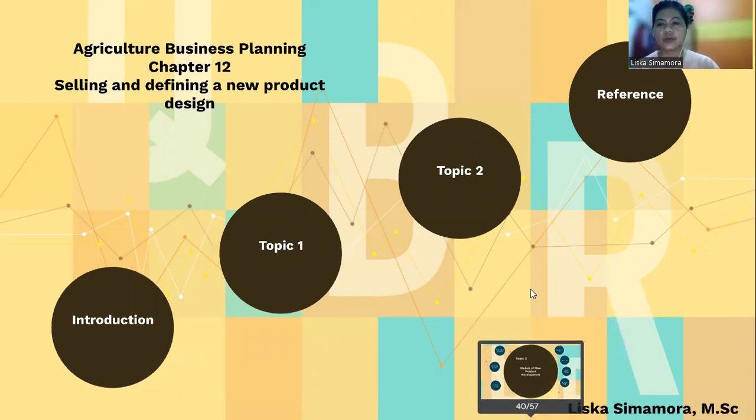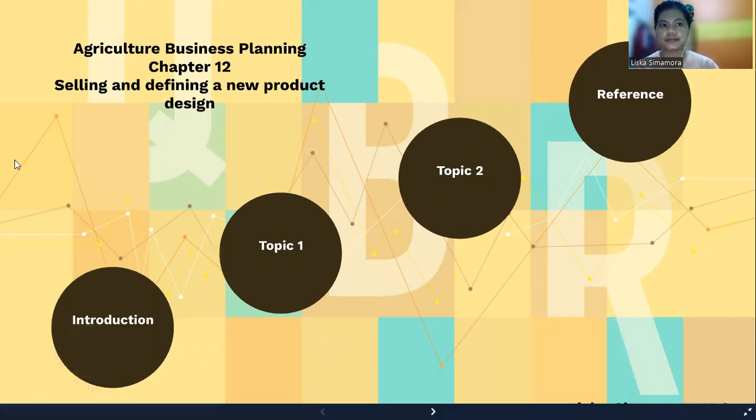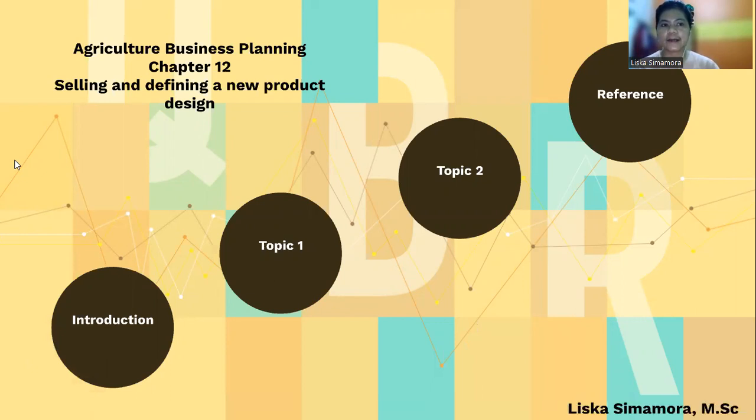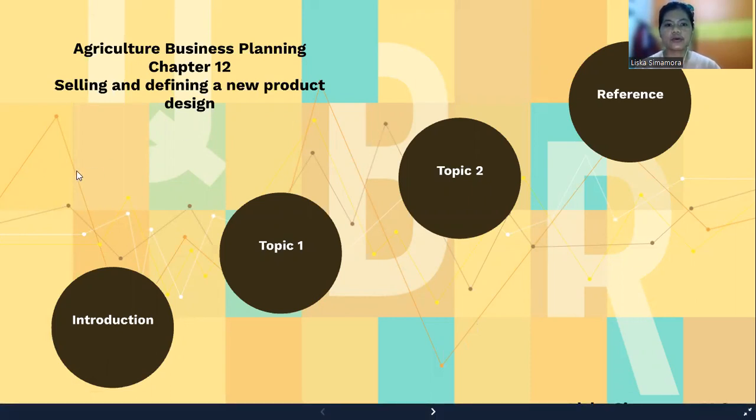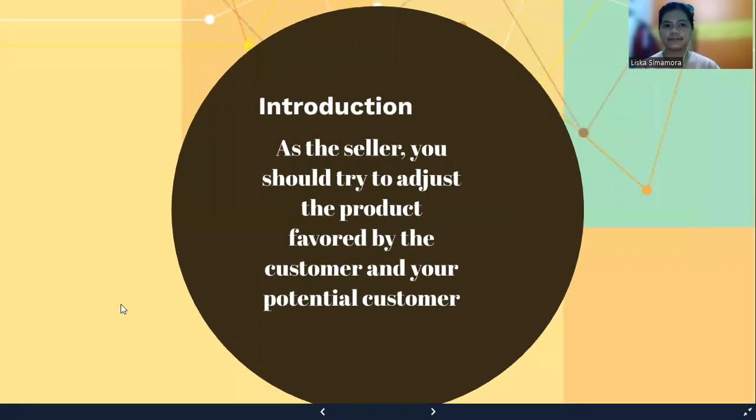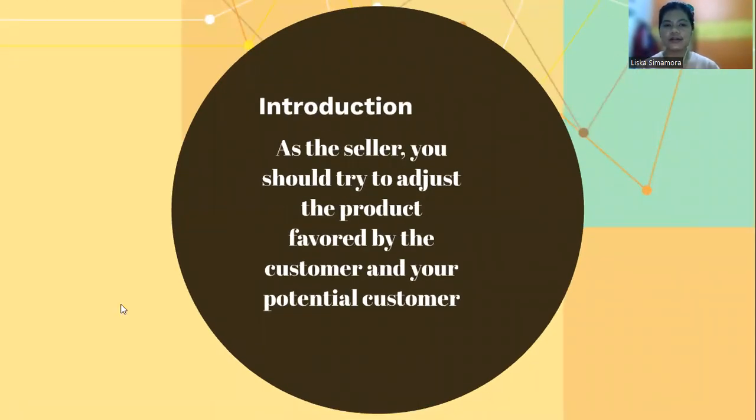Now we are in chapter 12 of this course. It is about selling and defining a new product design. So what do we want to learn in this chapter? As the seller, you should try to adjust the product favored by the customer and your potential customer. So you have to adjust the product favored by the customer and your potential customer.